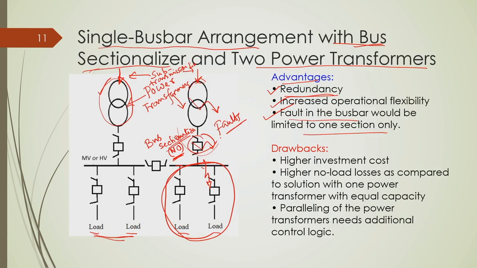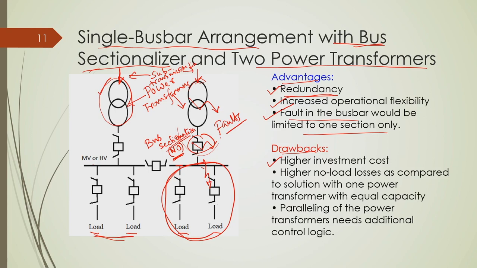Okay. So, this is one of the advantages, but of course, the drawback is that if you have some advantage, it comes at the cost of something else. So, here we have a higher investment cost, and we have difficulty in paralleling these power transformers, particularly as far as devising the control logic is concerned. We also have higher no load losses as compared to one transformer, because two transformers means there would be more no load losses. If you add up these no load losses, that would obviously be higher.